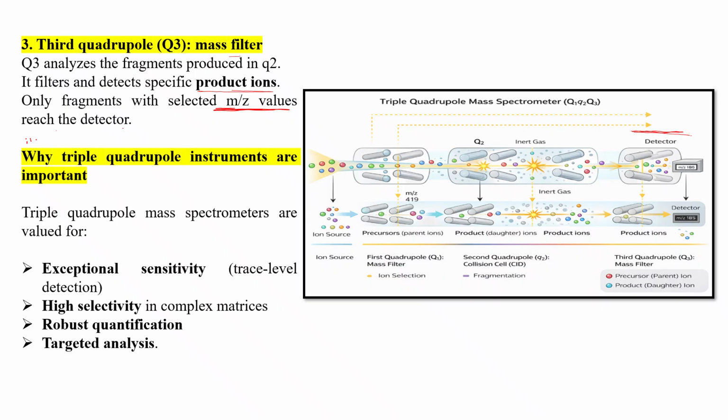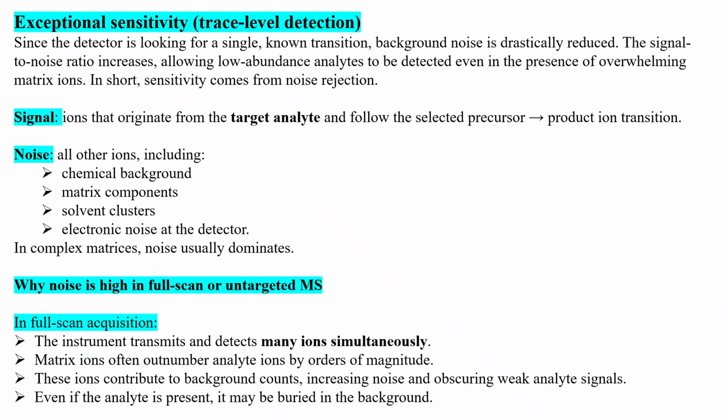Now, why triple quadrupole instruments are important or preferred? Because of their exceptional sensitivity, high selectivity, robust quantification, and targeted analysis. Now, let us understand each one of these. Exceptional sensitivity. Now the detector is looking for a single known transition.